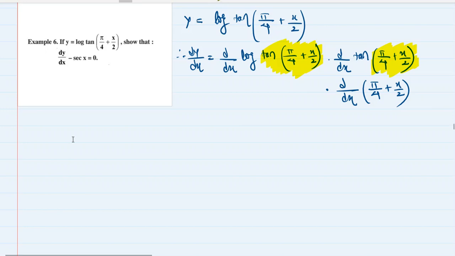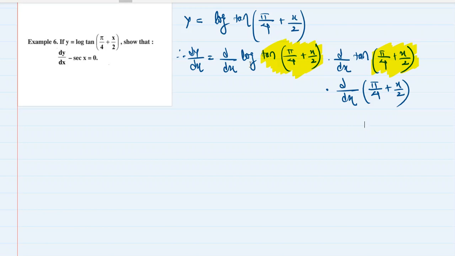Okay, let's check. So first we have log of tan of (pi by 4 plus x by 2). This tan of (pi by 4 plus x by 2) will be treated as x. And what is the differentiation of log of x to the base e? Log of x to the base e is nothing but 1 by x, the simplest differentiation. So we get 1 by tan of (pi by 4 plus x by 2).